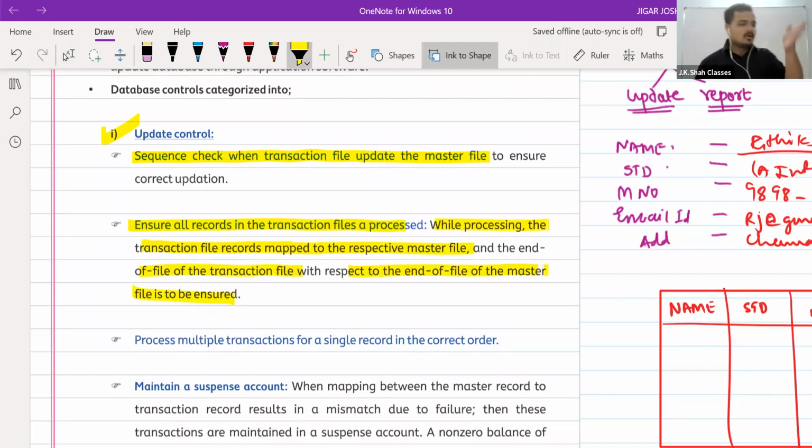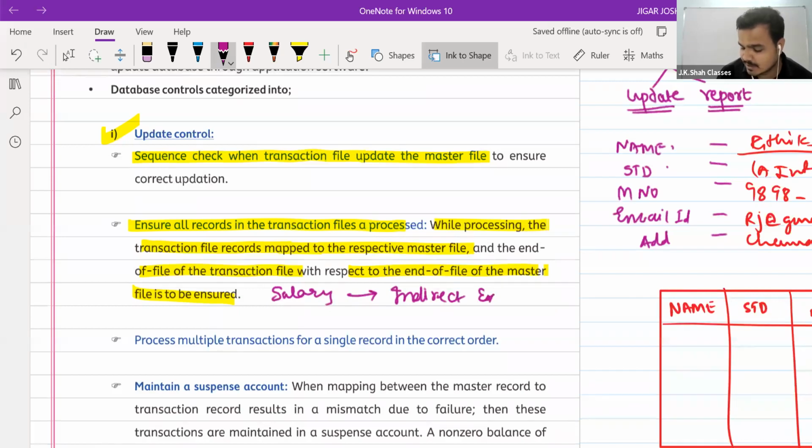So what we need to do, according to the master file, we will enter the transaction, and from the transaction, we will check once again whether our master file is correct or not. Example: when I paid salary expenses, which account got reflected? Sir, indirect expenses got reflected.